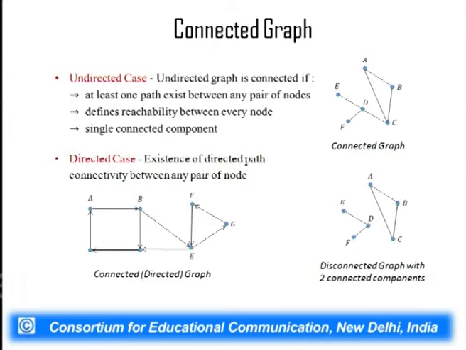Okay, and what else? In brief, if we are talking about a single connected component, we know what is a component. So here, whenever a graph has a single connected component, it means that it is a connected graph. Okay. And if we are taking the directed case into consideration, let's see in the diagram.